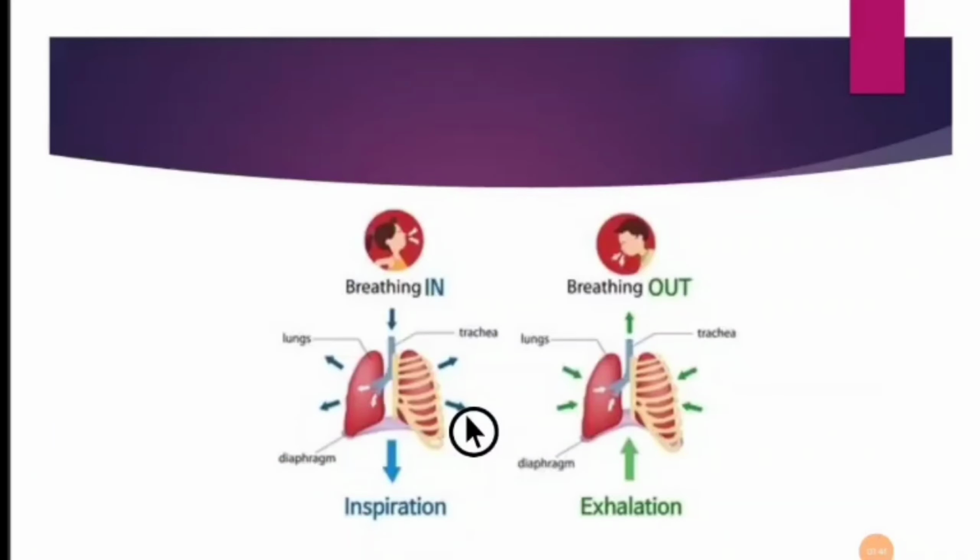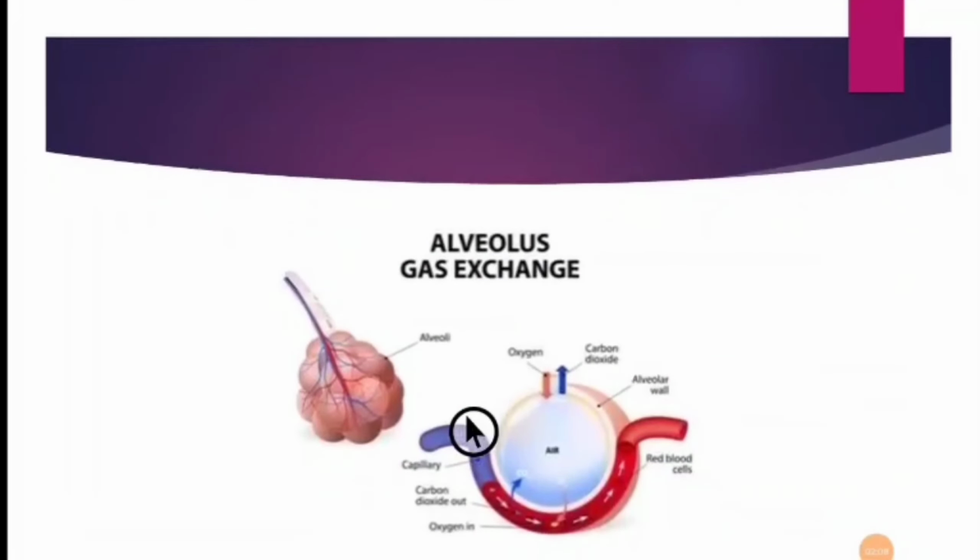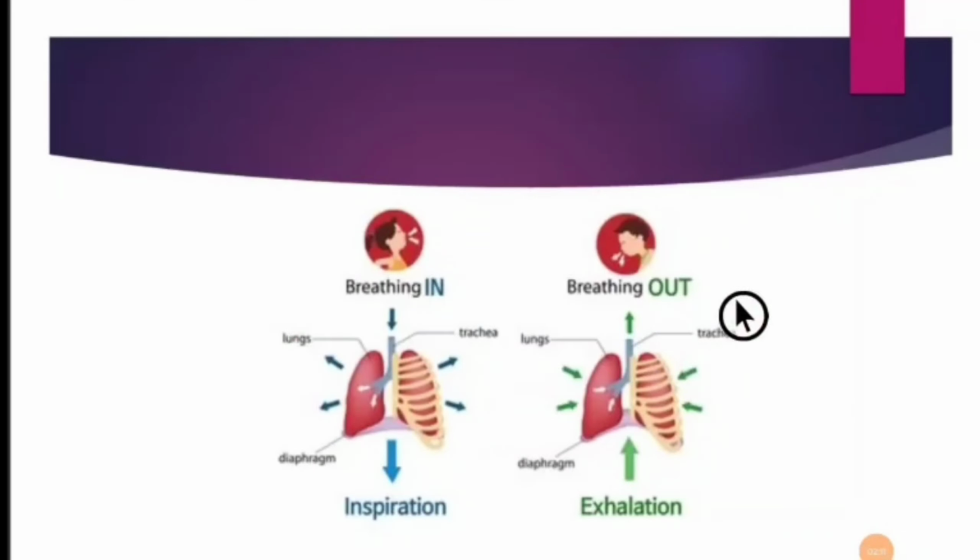Here what happens, the diaphragm and intercostal muscles contract, creating a vacuum around the lungs that pulls the air. Then the oxygen moves from alveoli into the blood through capillaries in the alveoli walls. Then the diaphragm relaxes and the chest wall muscles loosen, that causes the chest cavity to shrink and pushes the air out. Here you can see the picture of breathing in and breathing out. This is inspiration and this is exhalation.